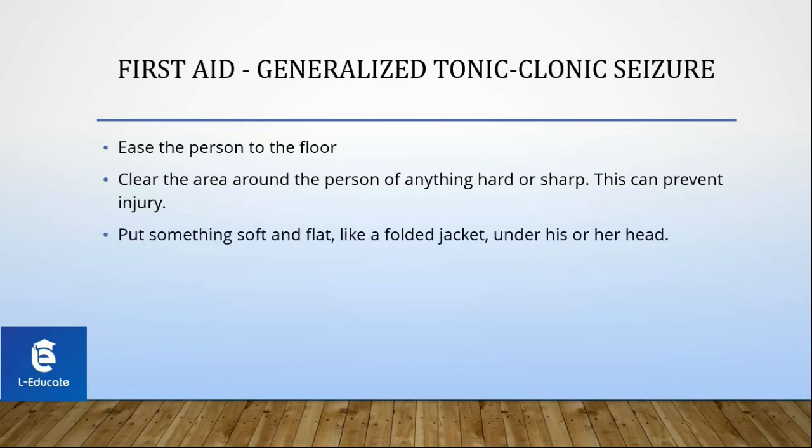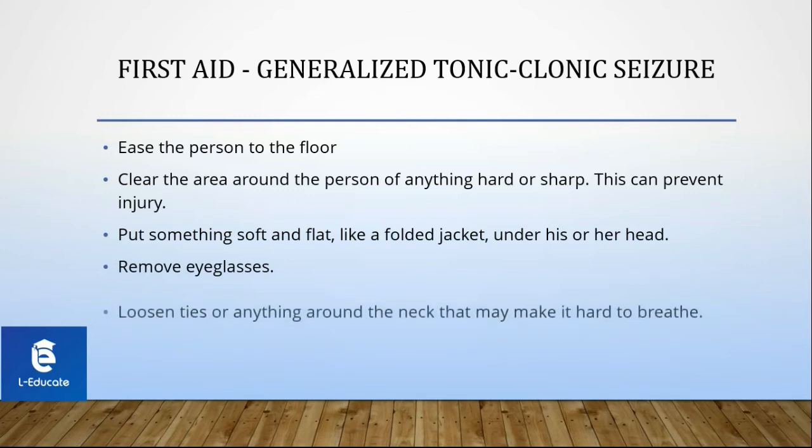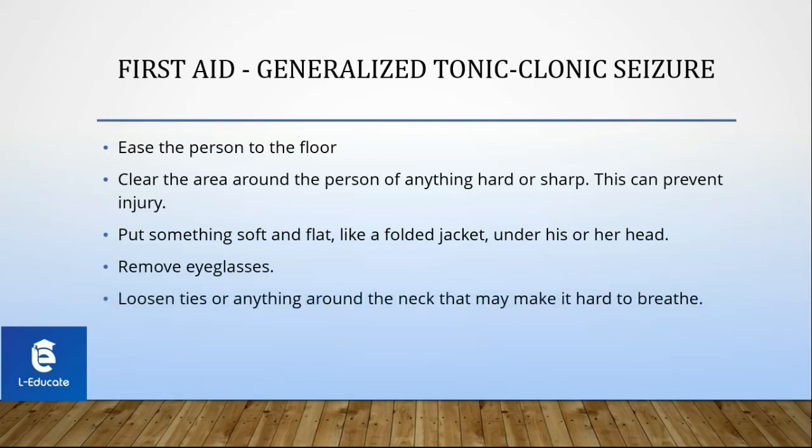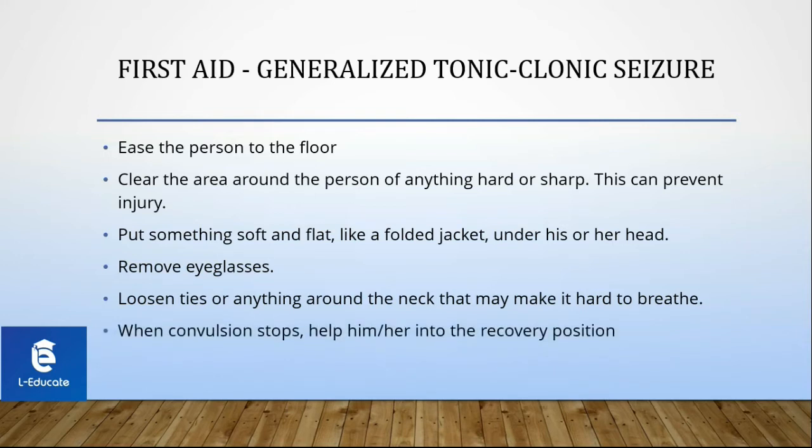Then the next thing you want to do is to get a soft cloth. Get a folded jacket, a folded shirt, or a folded towel under their head, because as a result of the jerky movements, they may be hitting their head on the floor. So you want to cushion such movements using clothes or jackets or any other thing. If they are wearing glasses, you want to remove them. If they're wearing a tie, you want to loosen the tie, or anything around the neck that may make it hard for them to breathe properly.